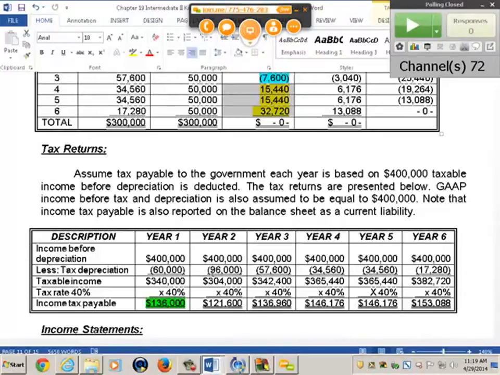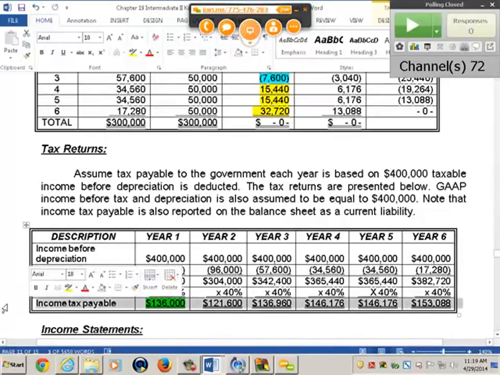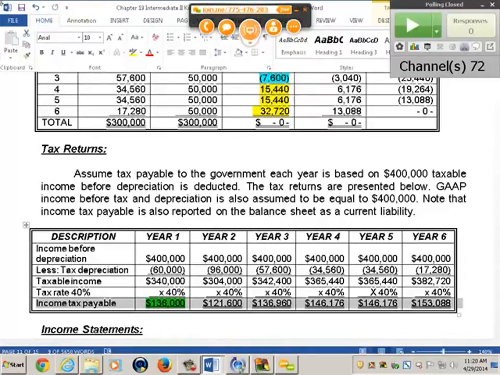Year 2, tax is based on 96,000 of depreciation, and as a result, for that year, I would pay 40% of the 304, and I got the 121.6. And this continues. Now, what I want you to notice is that when you look at the tax payable all the way through, it's going up, correct? Why? You're losing tax deductions.